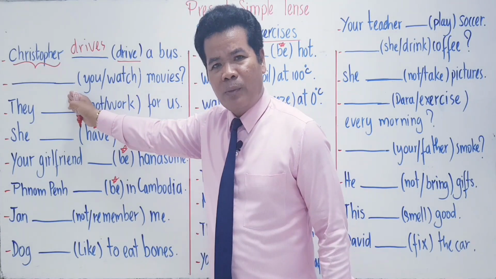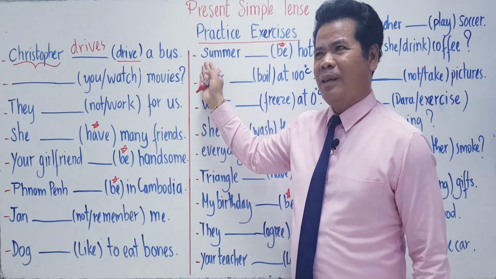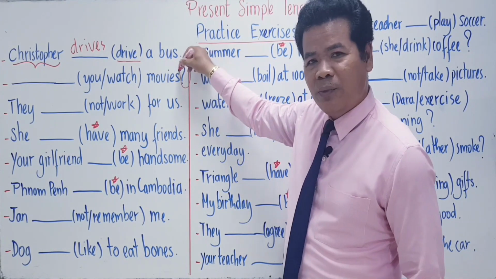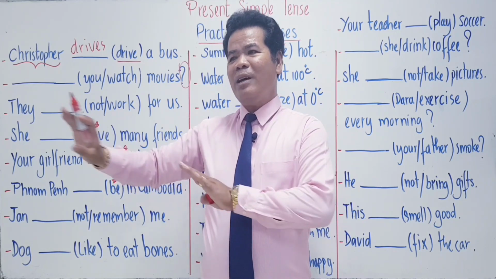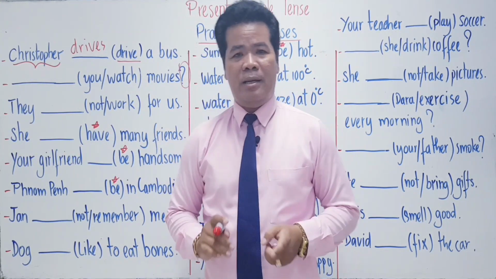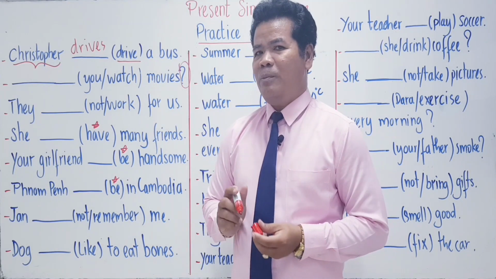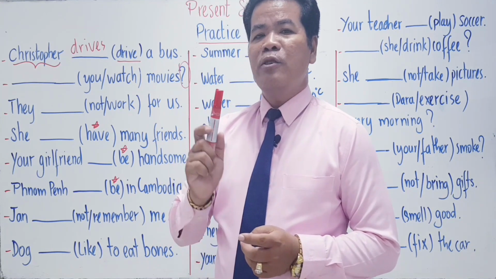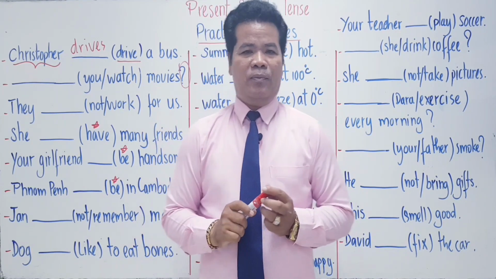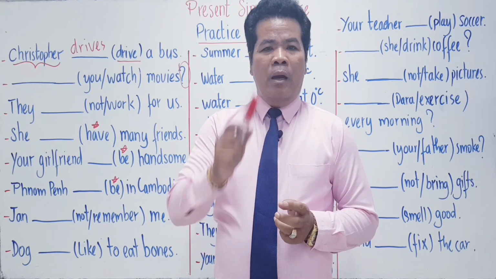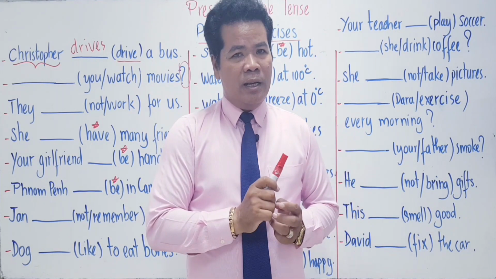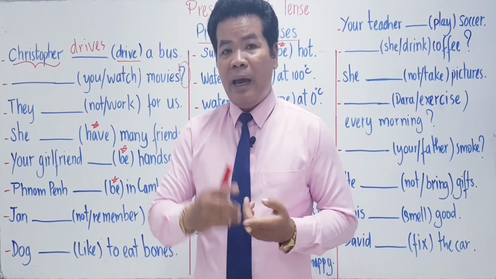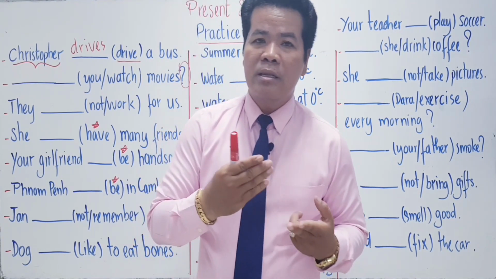Let's go to exercise number 2. Look at the sentence again. Can you see the question mark? Yes, you can see the question mark. When you see the question mark, do not think about the other thing. Question mark is the question sentence. So try to remember the form of the question sentence. We form the question sentence by using do or does. Okay? Do is used with I, we, you, they, and does is used with the third person singular.